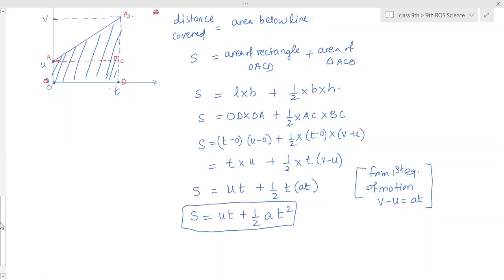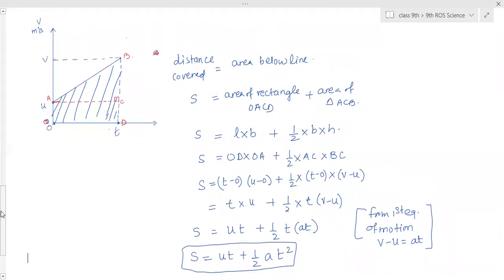Yes, ma'am. This is asked for 3 marks. If they won't ask all 5, then at least these 3, the second equation of motion is generally asked in all schools.